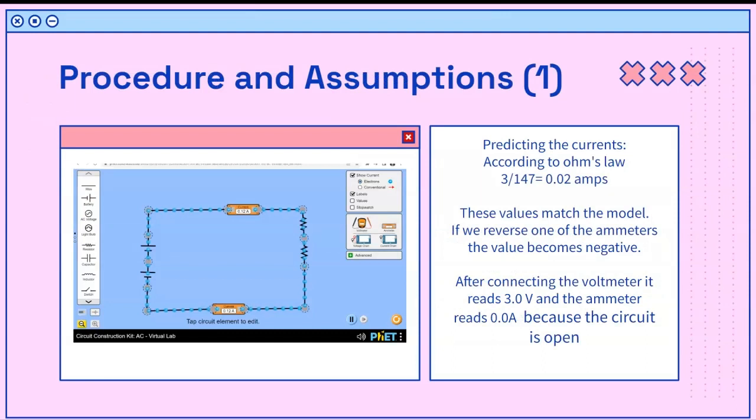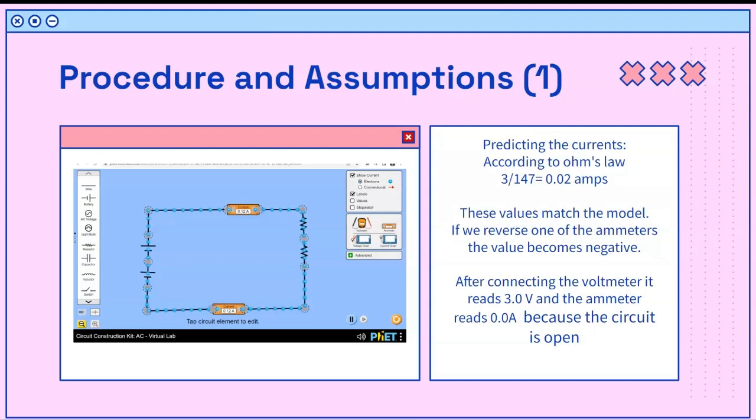So the procedure of this lab, we have our simple circuit right here. We have 2 ammeters. We also have 2 batteries that are 1.5 volts each. And then we have our 2 resistors. So we did our little Ohm's law calculation to predict the current before reading the value of the ammeter. And we got 0.02 amps. And then we ran the experiment and we got the same value. We also reversed one of the ammeters, and we discovered that the value becomes negative. It reads the current in an opposite direction.